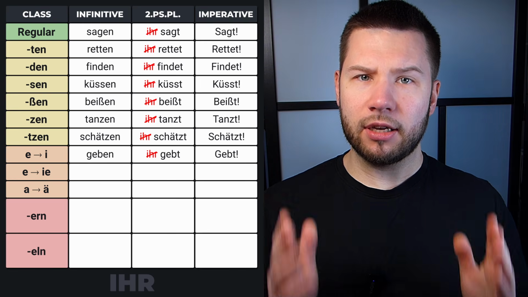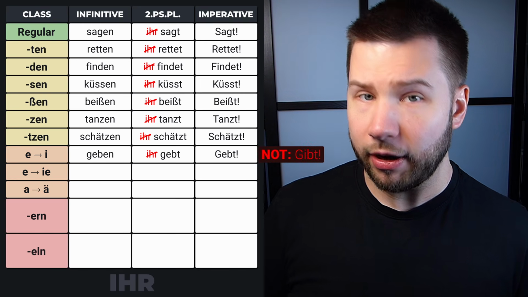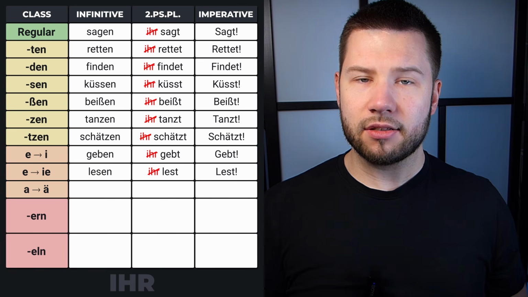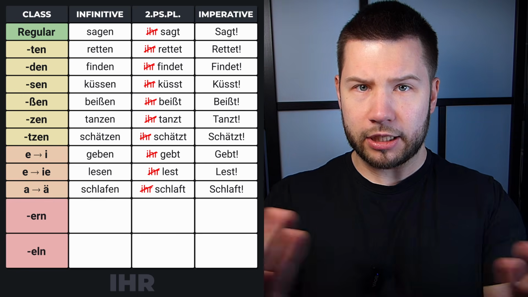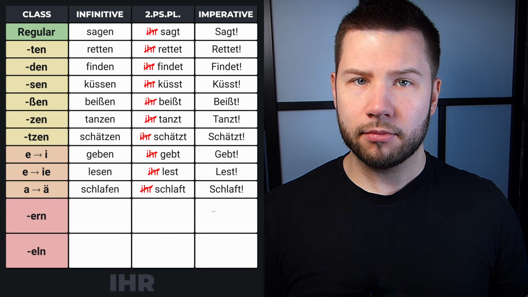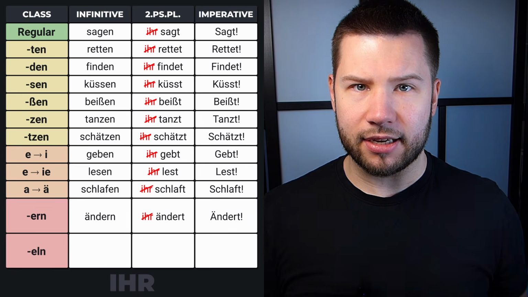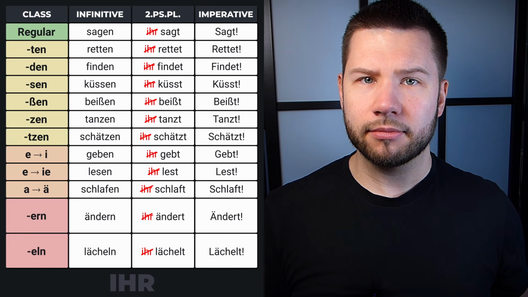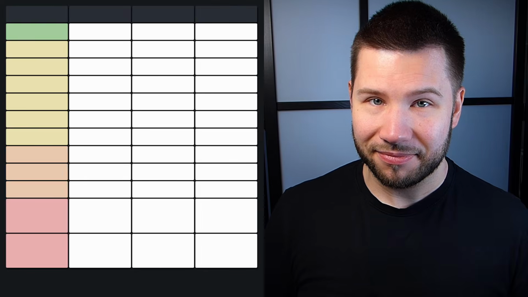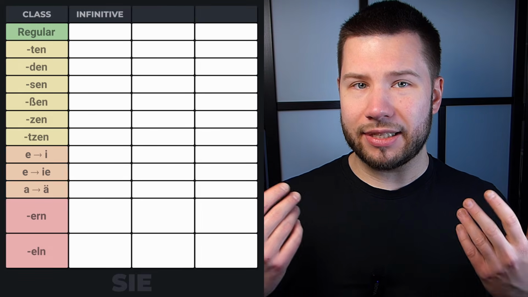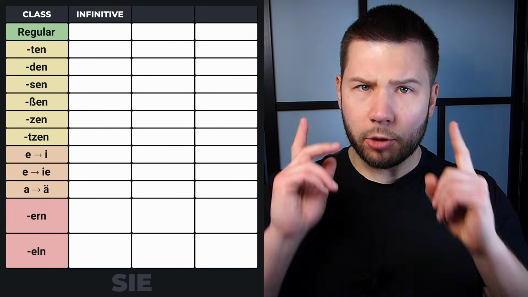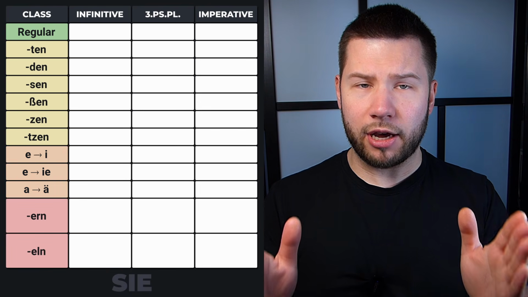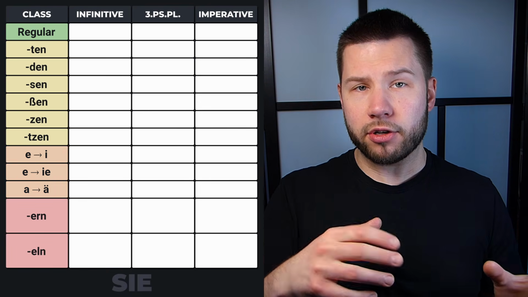Geben, ihr gebt, gebt. Careful here, the correct form is gebt, not gibt. Lesen, ihr lest, lest. Schlafen, ihr schlaft, schlaft. Ändern, ihr ändert, ändert. And finally, lächeln, ihr lächelt, lächelt. See? I told you it was easy. Now the only form left to cover is the formal sie, which is as simple. You put the verb into its third person plural form and then don't cut off the personal pronoun sie. Instead, just reverse the word order.